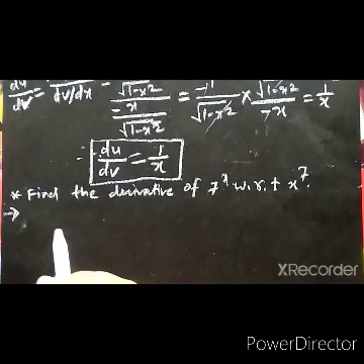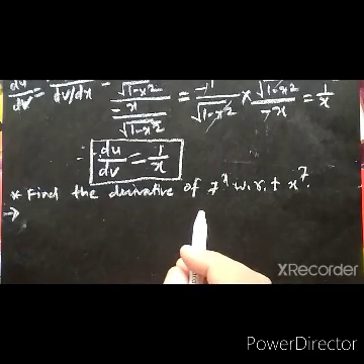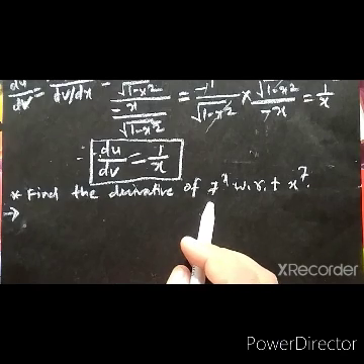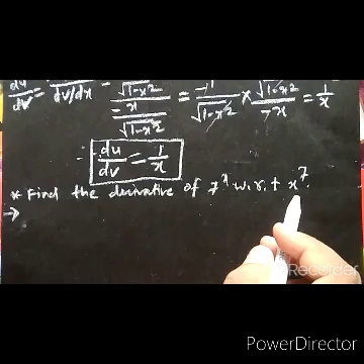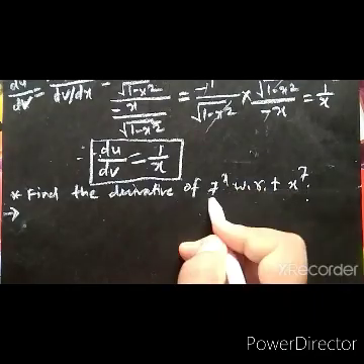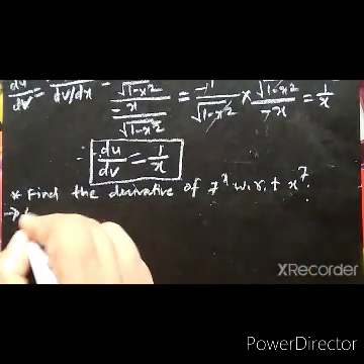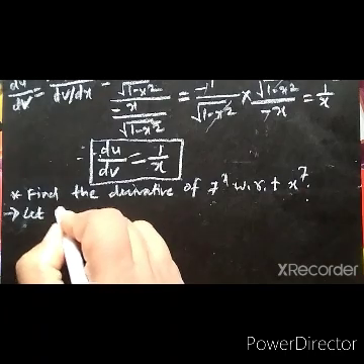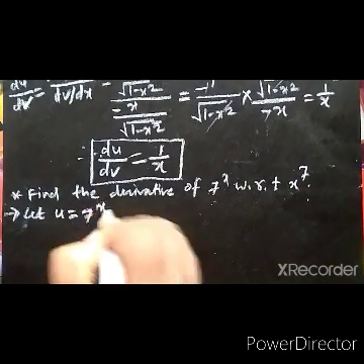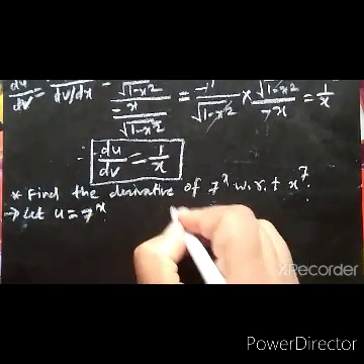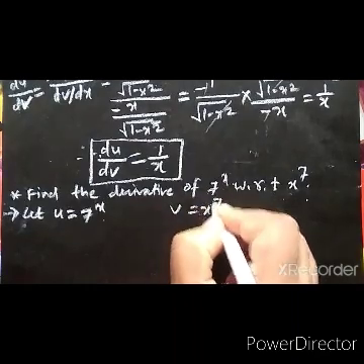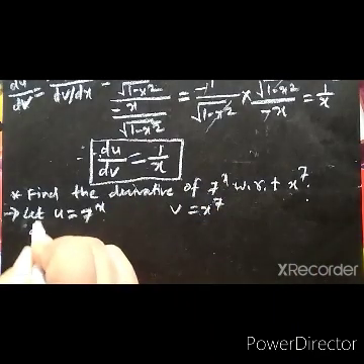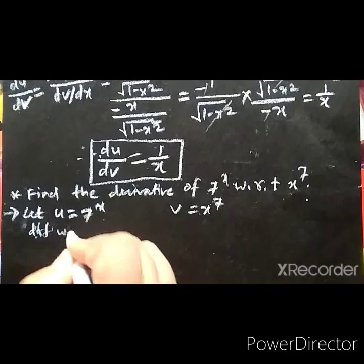Let us see the second example. Find the derivative of 7 raised to x with respect to x raised to 7. So two functions are given in x, therefore we have to consider u and v. u is equal to 7 raised to x and v is equal to x raised to 7. So differentiate with respect to x.